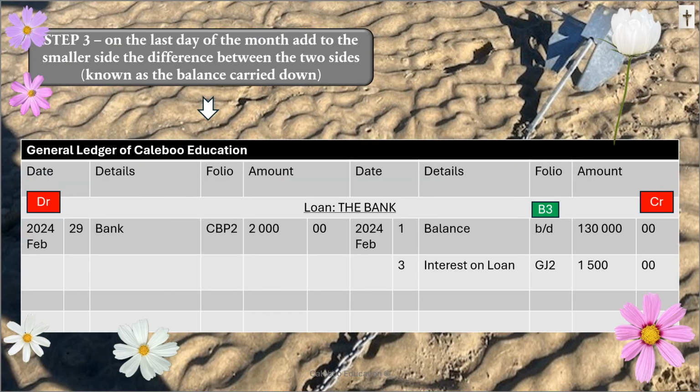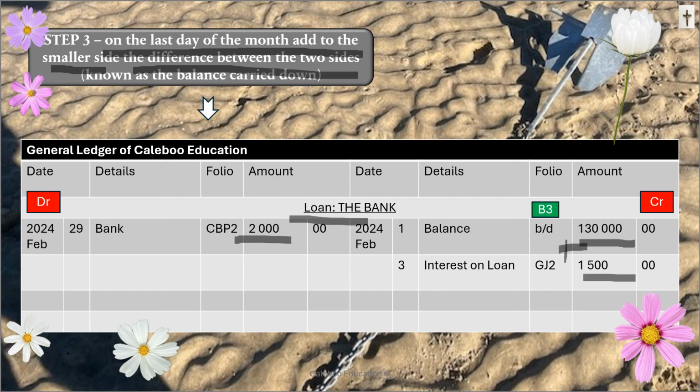And step 3 says here, on the last day of the month, add to the smaller side the difference between the two sides. So now we have the opening balance, we have the two transactions for the month that relate to the loan. Now what we need to do is add to the smaller side the balancing amount.